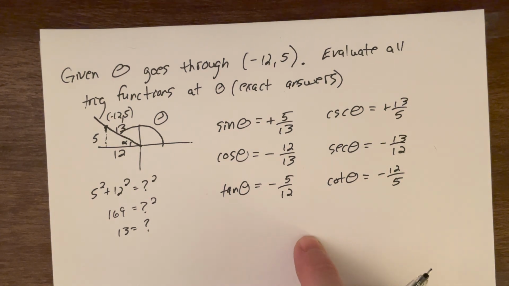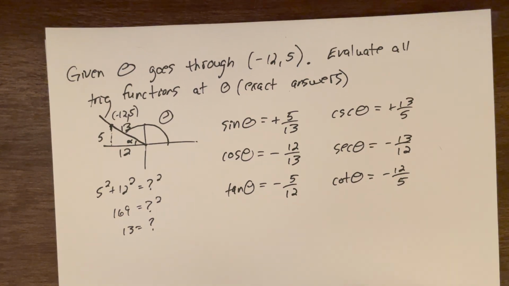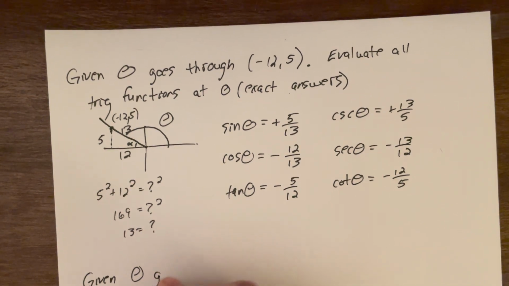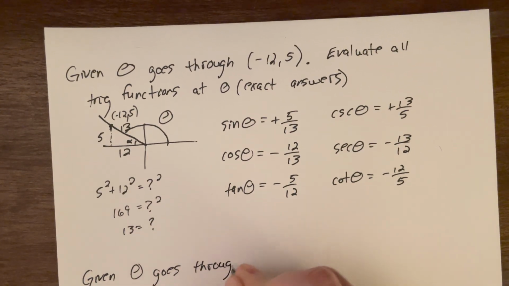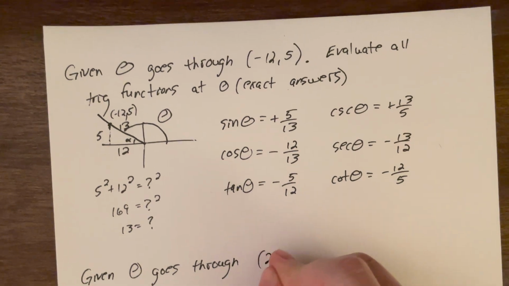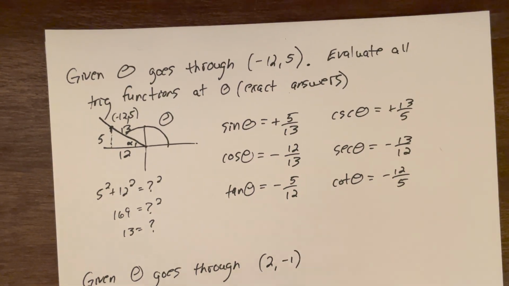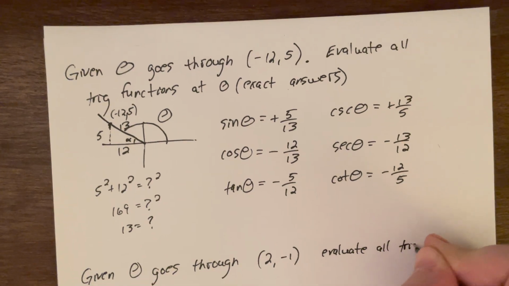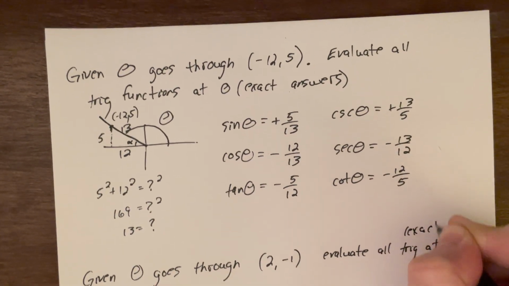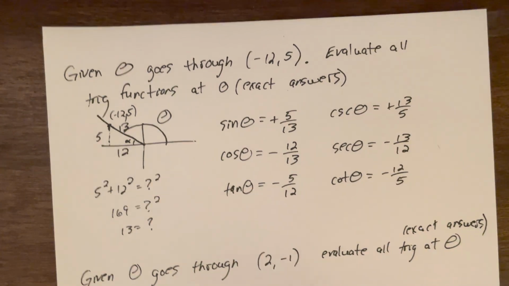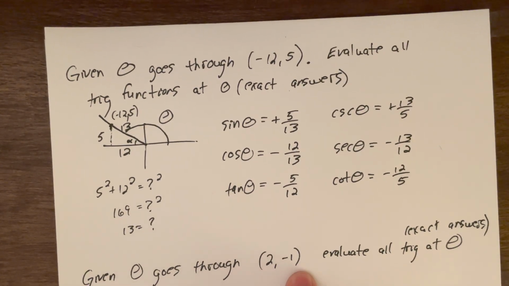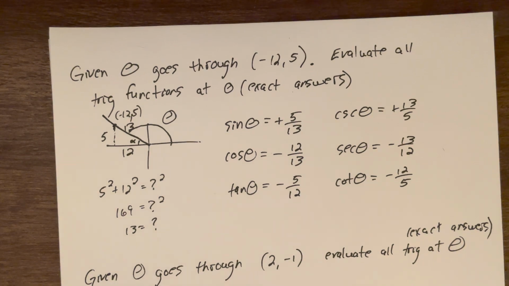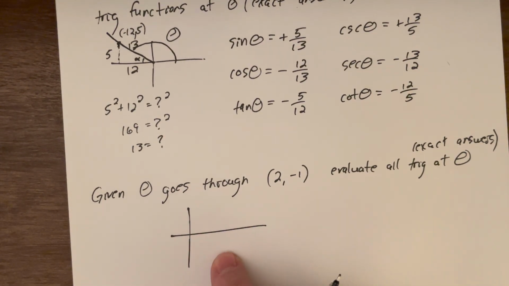Let's do that one more time. Okay? Same type of problem. Let's see it again. So this time, let's say theta goes through the point (2, -1). And again, we'll evaluate all the trig at theta. And again, exact answers. (2, -1). Now we are in the fourth quadrant. 2 to the right, down 1. Remember, 2 to the right, down 1.